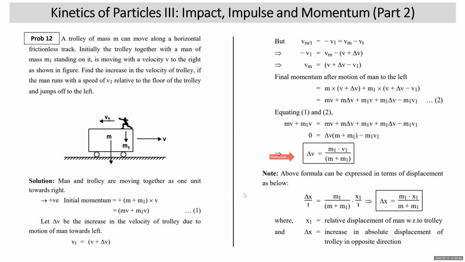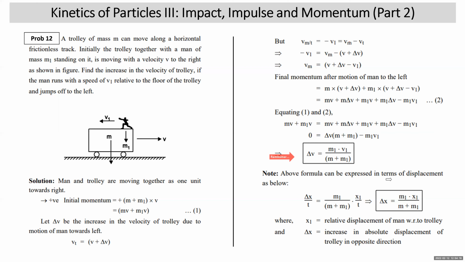So this way, students, we arrive at a formula in this type of problems. Delta v is m1 v1 upon m plus m1. See, m1 is the mass of the man, m is the mass of the trolley, v1 is the relative velocity of the man with respect to the trolley, delta v is the increase in the velocity of the trolley. Mind it that if v1 is to the left, delta v will be to the right.